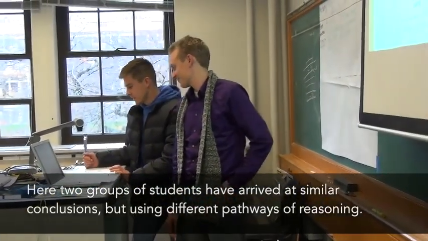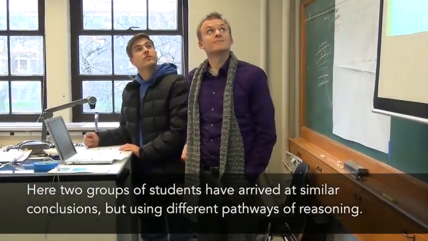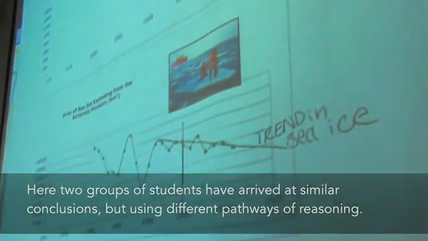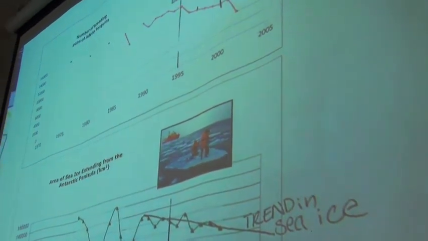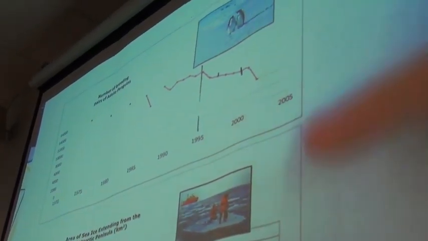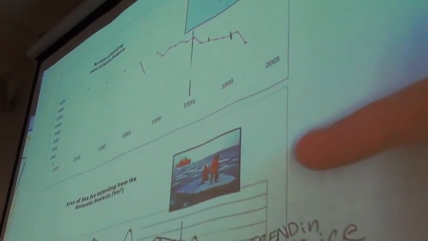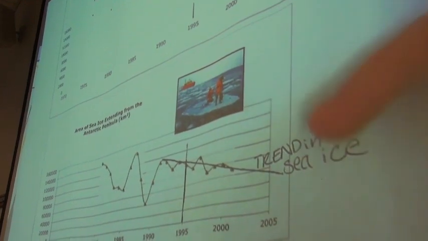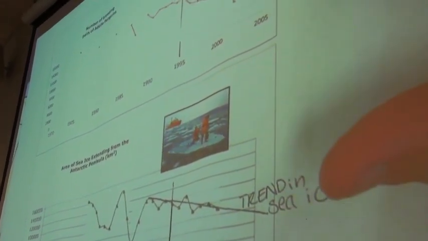So for our evidence, we have the first graph showing the number of breeding pairs of Adelie penguins. There's a general downward trend that sort of corresponds with this second graph, which is the area of sea ice. And so we think that this is good evidence to support our claim.